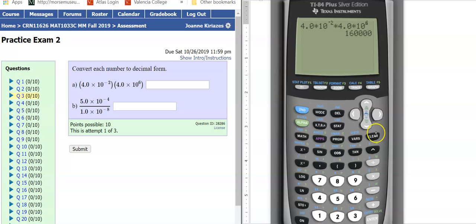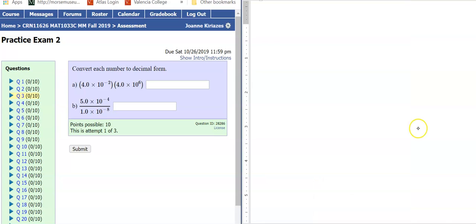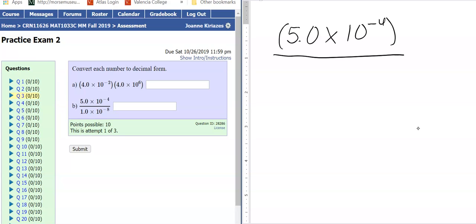Let's look at part B now. So I'm going to clear. Now part B is tricky. For part B, you want to make sure that you enter in the numerator with a parentheses around it, like this. Okay? And then go ahead and enter the denominator with a parentheses around it, like this. You don't see it, but you're going to want to do that, especially if you have an older calculator.